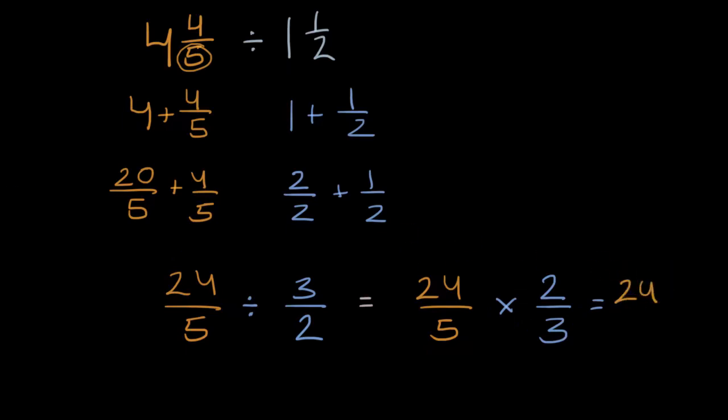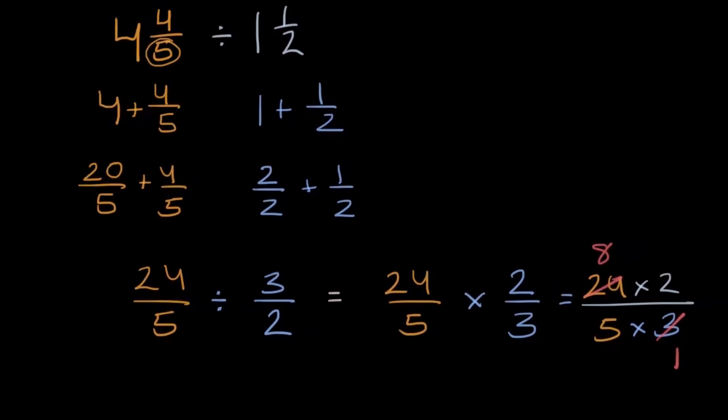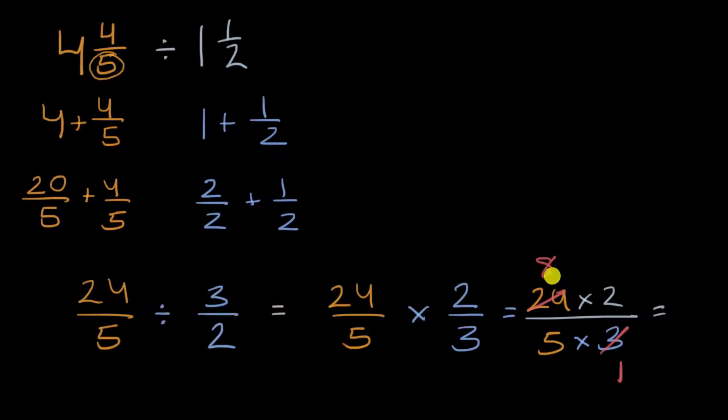Another way of thinking about this is you could just say, well, this is the same thing as 24 times 2 over 5 times 3, and simplify things before you even multiply them out. And you realize that, look, 24 and 3 are both divisible by 3, so let me divide them both by 3. So 24 divided by 3 is 8, and 3 divided by 3 is equal to 1. And then you could multiply the numerators and the denominators. So you get, in the numerator, 8 times 2 is 16. In the denominator, you get a 5.